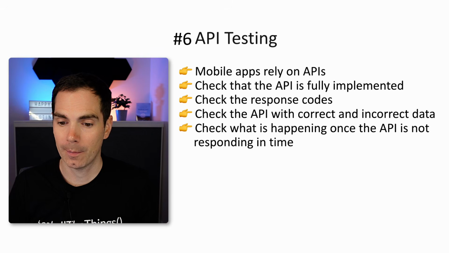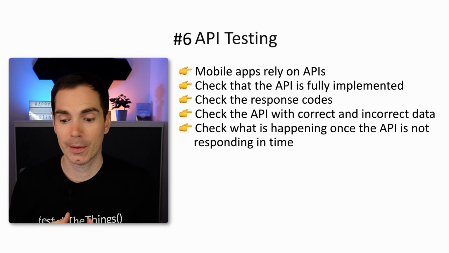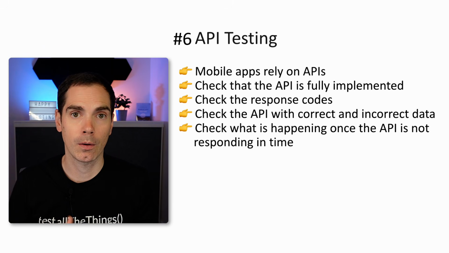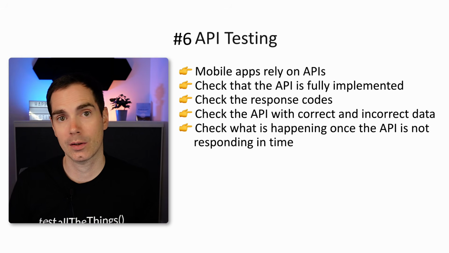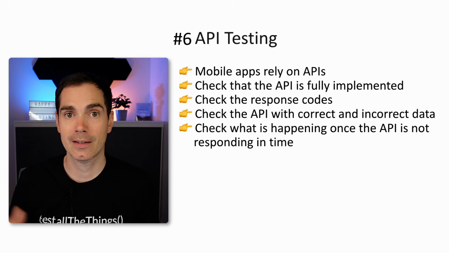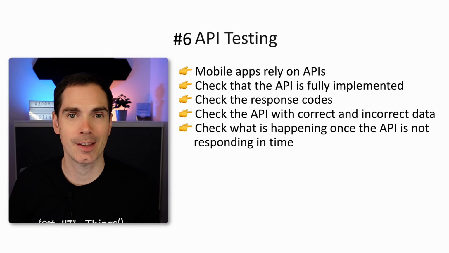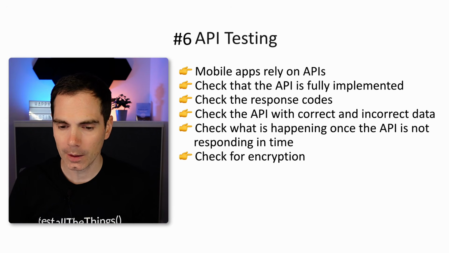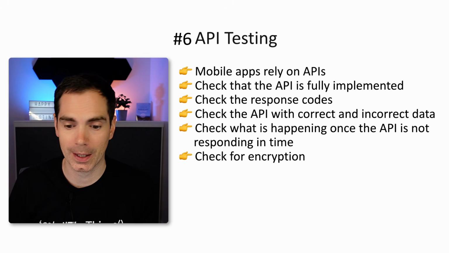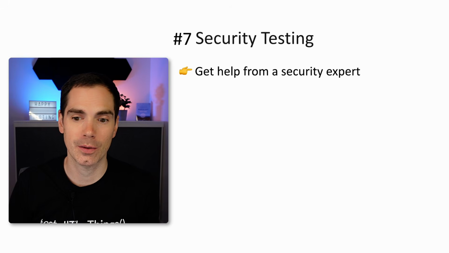Yeah. Check what's going to happen once the API is not responding in time. Something that can also happen if you're in a mobile data network and you have a bad internet connection. What's going to happen? There should be a timeout telling the user, hey, something is wrong, slow internet connection, please check back later, or we buffer some data and send it in the background in between. Something that depends on your product. Of course, check for encryption, that everything is being encrypted while it's being sent to the backend, and that's important, and brings me basically to the next topic, which is security testing.